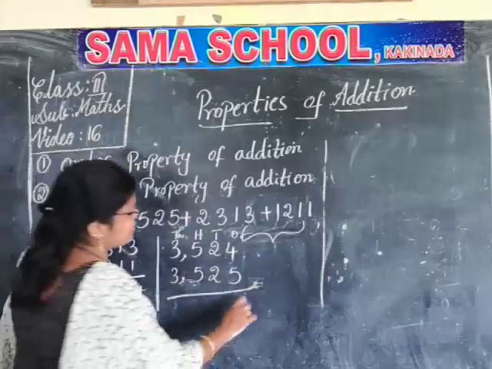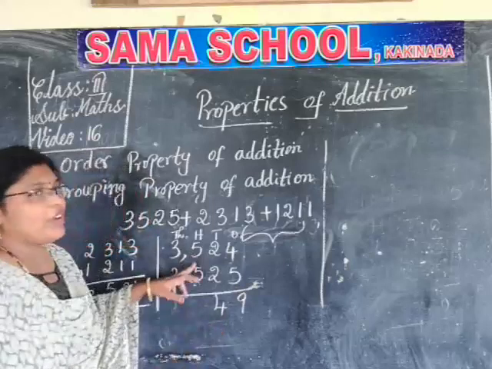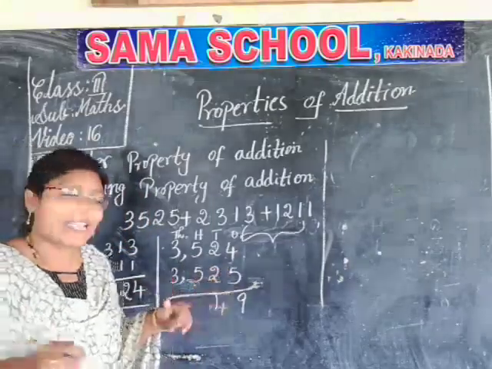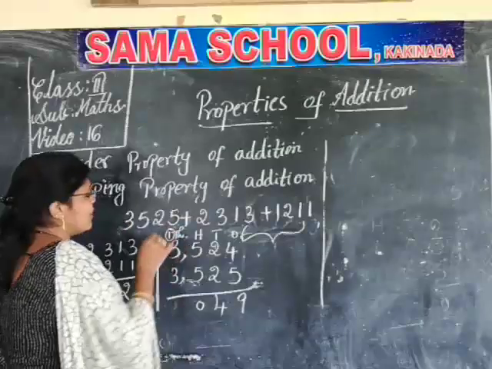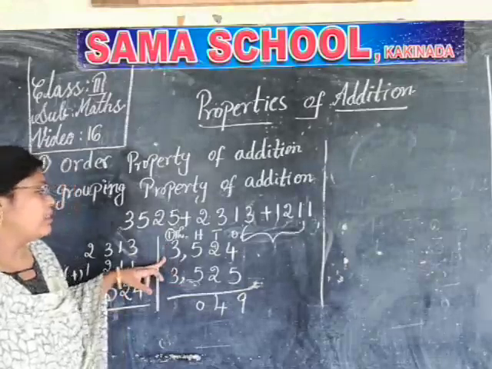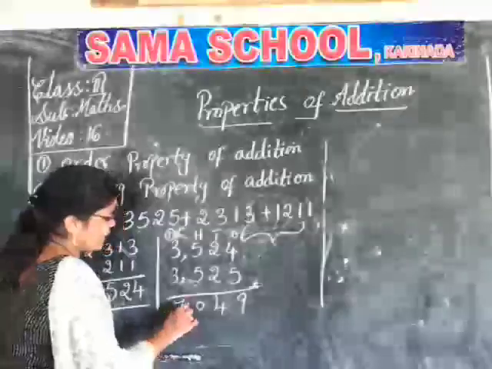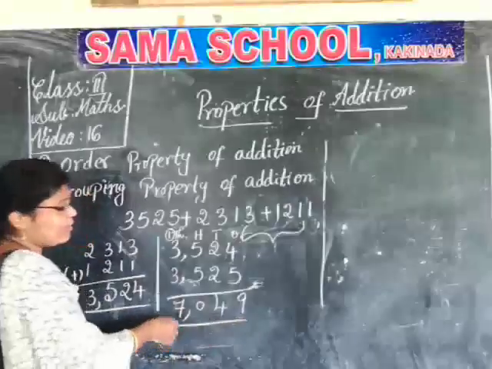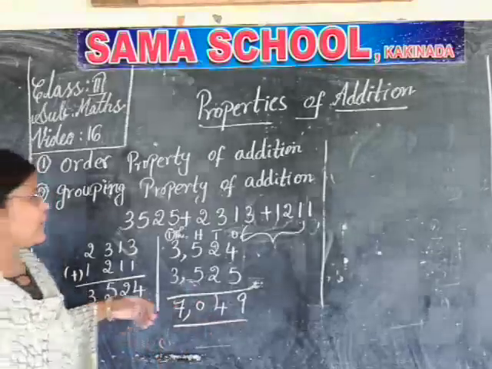See, 4 plus 5, 9. 2 plus 2 is 4. 5 plus 5 is 10. So write 0 here, and 1 will be carried over to the thousands place. 3 plus 1, 4. 4 plus 3, 7. 7,049 is our final answer.